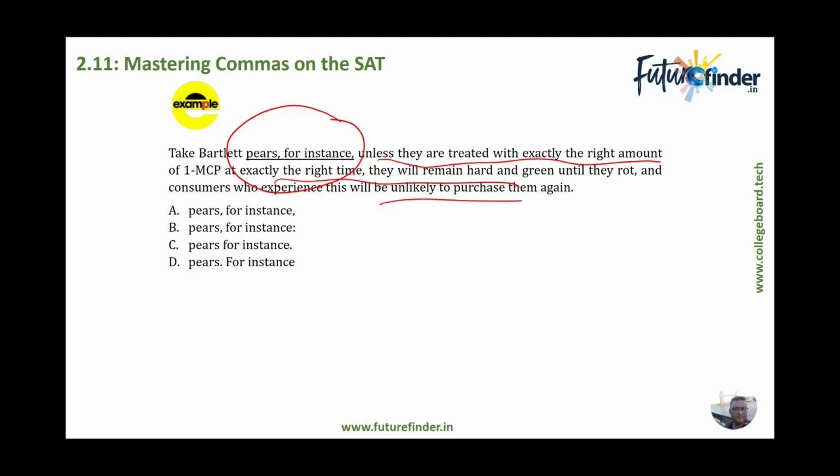Take Bartlett pears, for instance. Now, definitely, the second part, as we can see, is also an independent clause: unless they are treated with the same amount of 1-MCP and all those things. This is an independent clause, and this is definitely an independent clause. So the idea behind the whole story is that we definitely cannot put a comma out here for two reasons. One, if we put a comma to start with and to end with, this becomes a non-restrictive clause, and hence this becomes incorrect. So A is definitely incorrect.